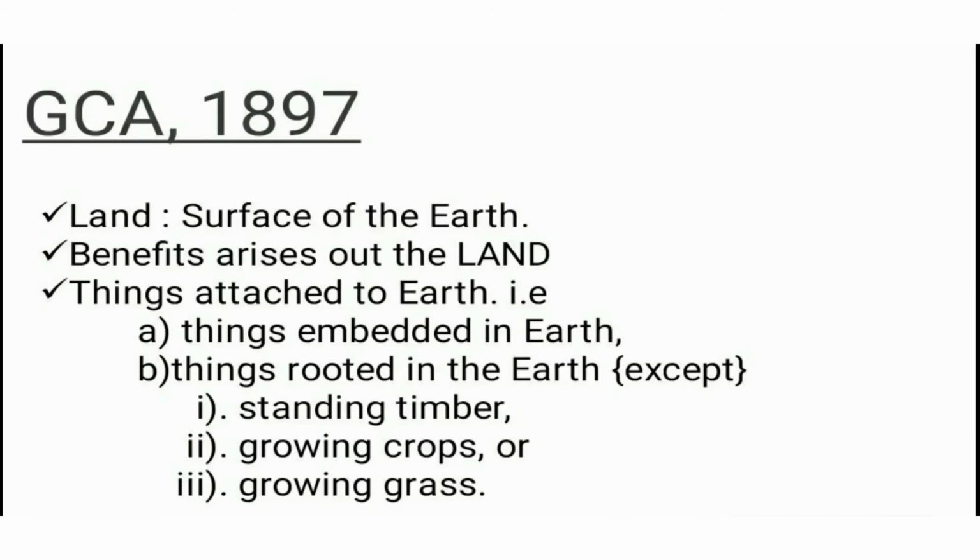See guys, when I'm saying things attached to the earth, there are two things. One is things embedded in earth, and the second is things rooted in the earth. What is things embedded in earth? It could be a well, a house. That means in your land, whatever things you have, for example a house or a well, all that is called things embedded. So I am embedding, for example, chocolates inside the box, or the chocolates are embedded in my cake. In that cake, chocolates are there. Similarly, in your land, if buildings are there, we consider them things embedded in earth. It could be a house, a well.